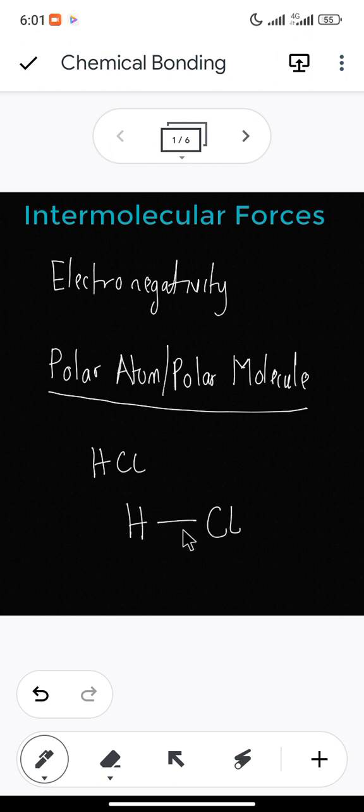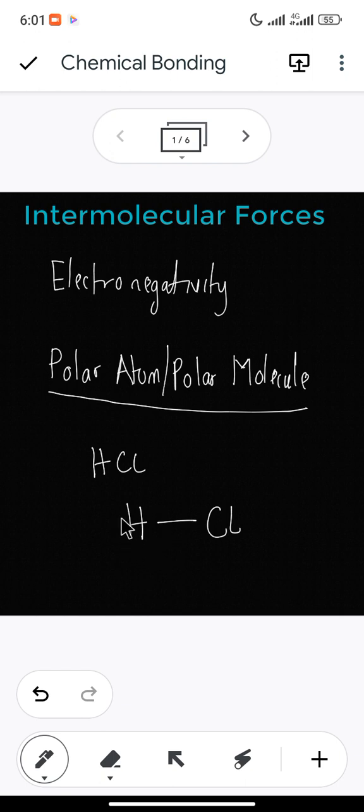Now, we'll talk about a polar atom or polar molecule. What's a polar atom or a polar molecule? Now, this is basically just an atom or molecule that contains an uneven distribution of charges. Let me give an instance. We can have hydrogen chloride, for instance. Hydrogen is bonded to chlorine. There's a covalent bond between the both of them.